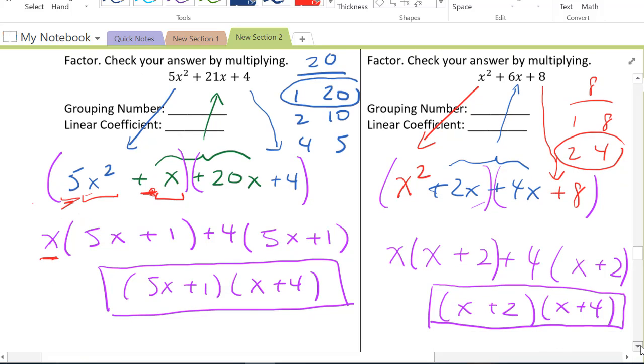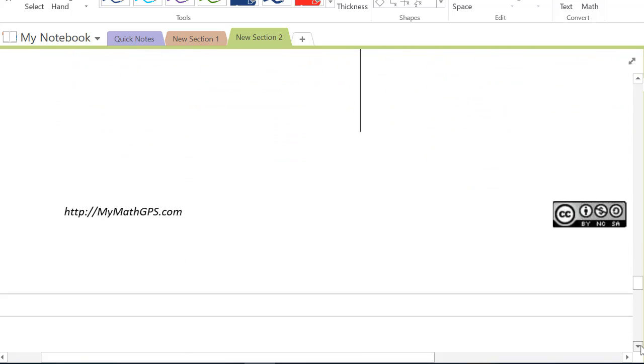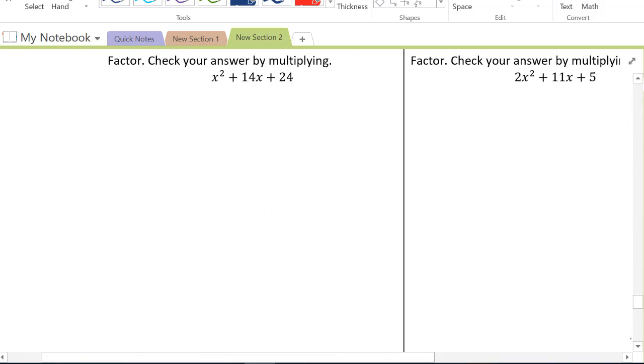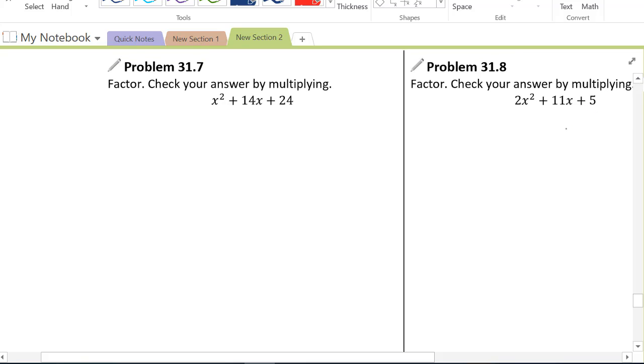Let's look at the next one. So, same situation here. 3 terms, AC method. So what's A? A is 1. B is 24. So 1 times 24 is 24. What do you do now? List factors of 24. 1 and 24. 2 and 12. 3 and 8. 4 and 6. I think that's it. Yeah, that's it.